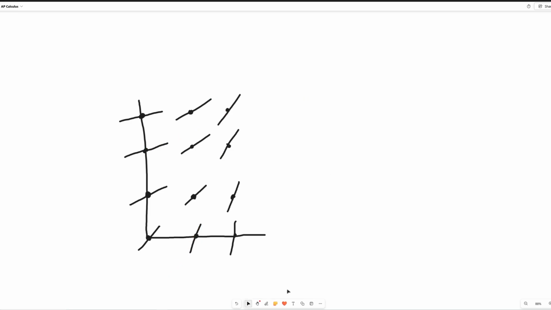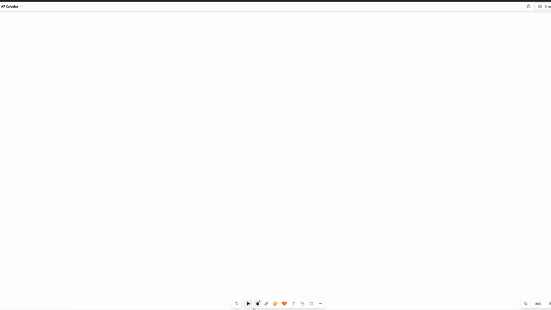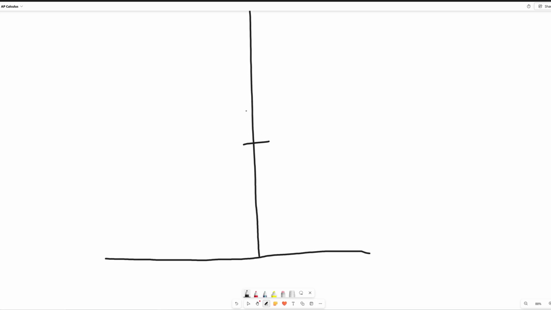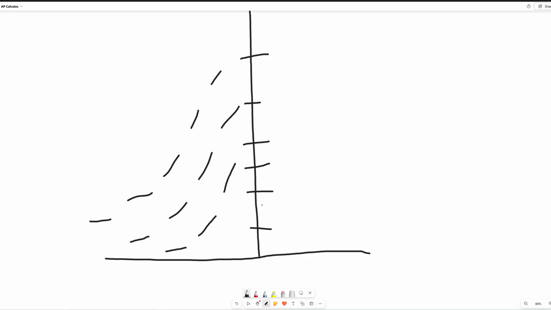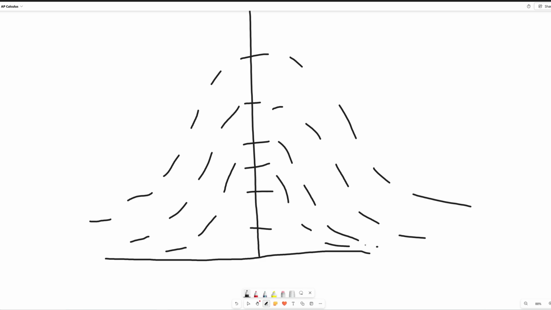Finally, with slope fields, it will ask you to recognize slope fields. So here is a common one that it will give you. Usually recognizing slope fields will be on multiple choice questions, like this. So how would you recognize this slope field? Well, it will say which one of these differential equations models this slope field.